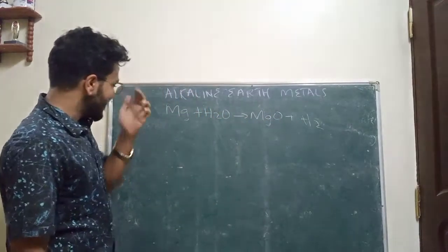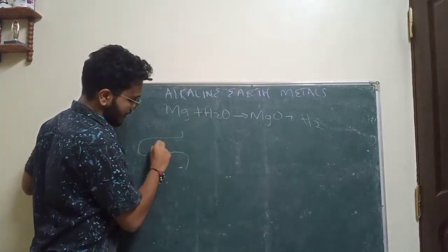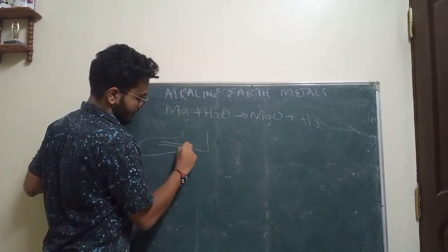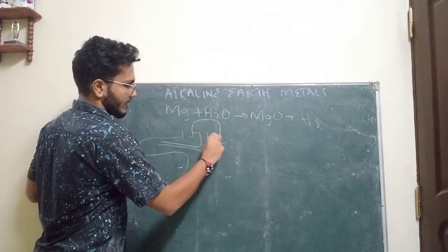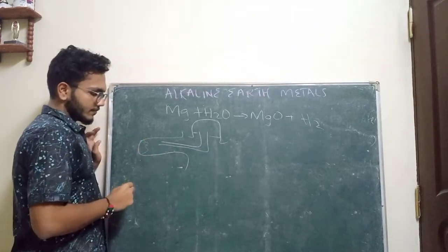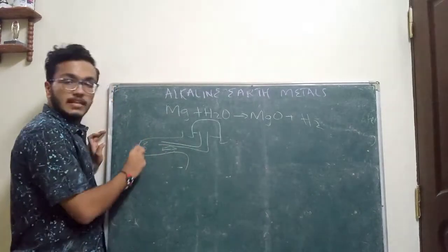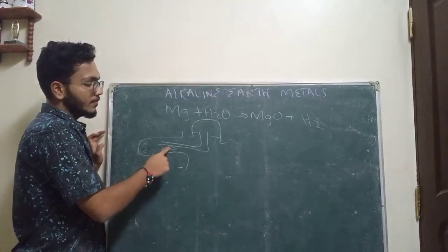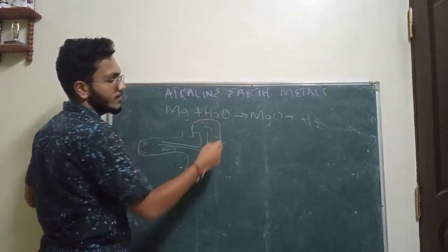And we saw the setup in which there is a glass tube, and we have magnesium here. Wet sand is heated to generate steam, which reacts with magnesium to form magnesium oxide, and hydrogen gas is collected over here.